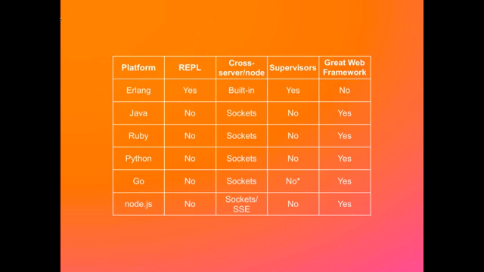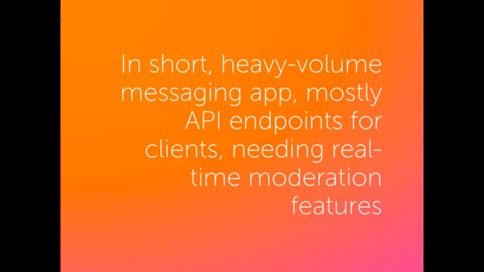I think the thing is, though, we're a very heavy volume messaging app, or we felt like we would be. We would have API endpoints for the clients, iOS and Android clients. They would essentially need some real-time moderation and some ability to delete content via this background socket, and so it felt like Erlang was a good fit.